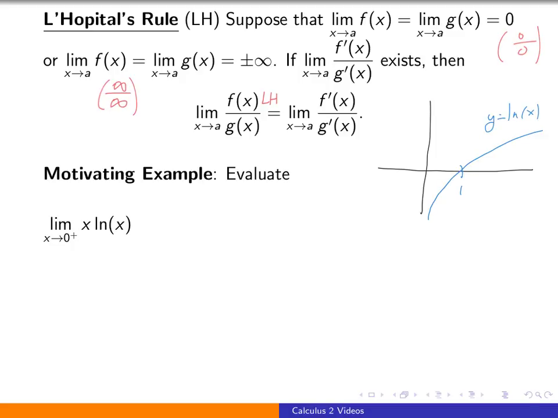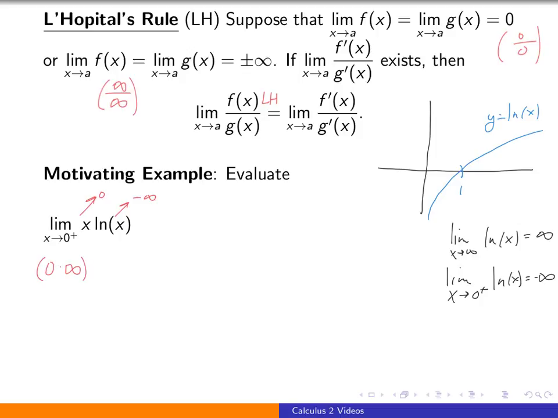Two important limits related to the natural log of x are that the limit as x approaches infinity of the natural log is infinity, and the limit as x approaches 0 from the right is minus infinity. So with this in mind, as x approaches 0 from the right, x itself goes to 0, and the natural log goes to minus infinity. This is an indeterminate form of the type we'll call 0 times infinity.